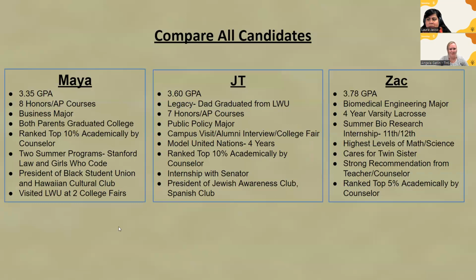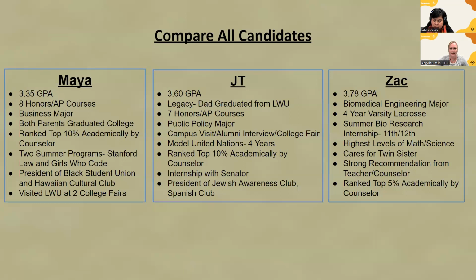So he had an internship with a senator, right? He put himself out there, and then also president of a couple clubs as well. And again, this is all in context because a student can say that they were in 20 different clubs, right? But that's not really what colleges are looking for. They're looking for students that are in clubs that they're passionate about, that they have an interest in, that mean something to them. So you can see that within these 3 candidates as well.